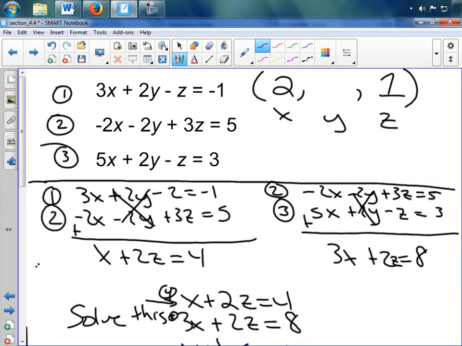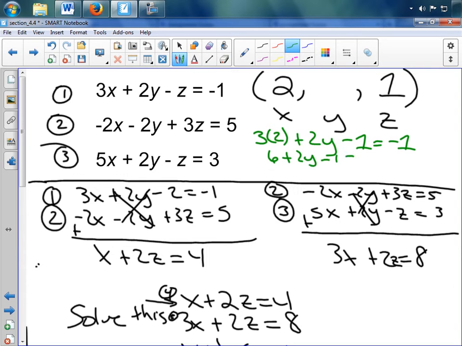Into the top one? All right. We're going to plug it in for the top one and find y. I'm going to do that in green so it's different than here. 3 times 2 plus 2y minus 1 equals negative 1. That's 6 plus 2y minus 1 equals minus 1. 6 minus 1 is 5 plus 2y equals negative 1.